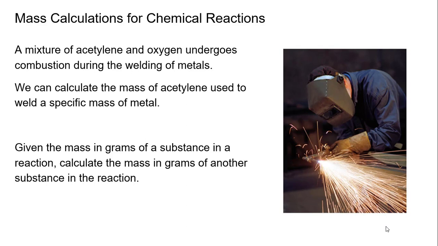So here is a mixture of acetylene and oxygen that undergoes combustion during welding of metals. We can calculate the mass of acetylene used to weld a specific mass of a metal. So after this section, given the mass in grams of a substance in a reaction, we can calculate the mass in grams of another substance in the reaction. And that's what we're going to learn today.